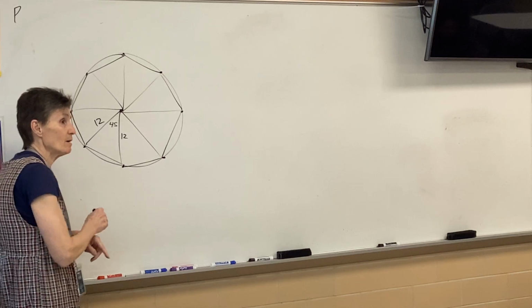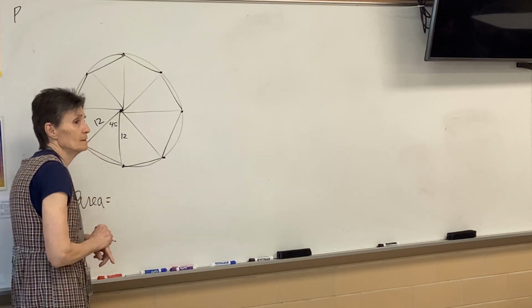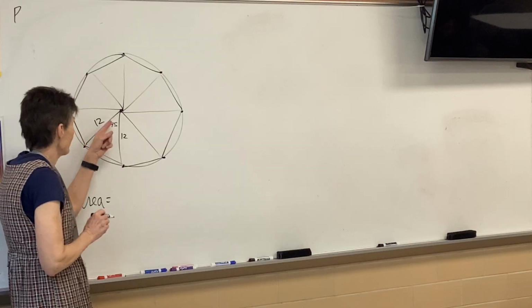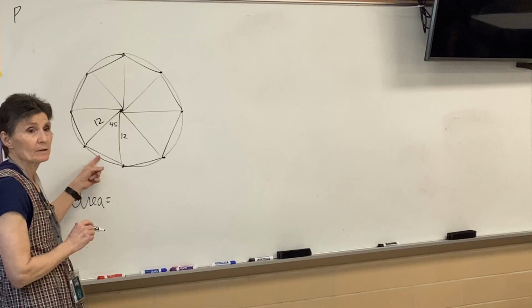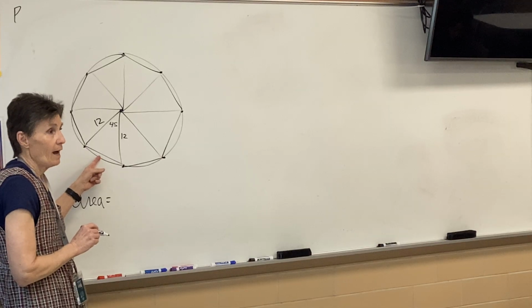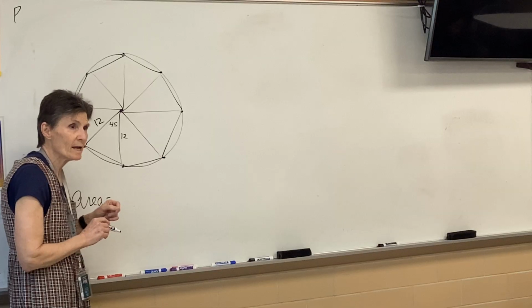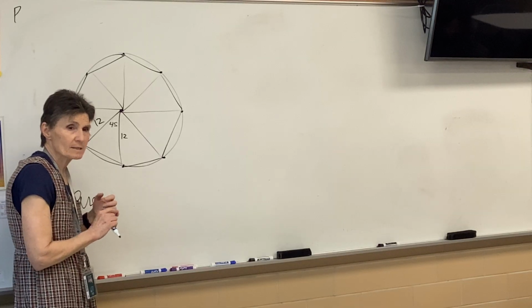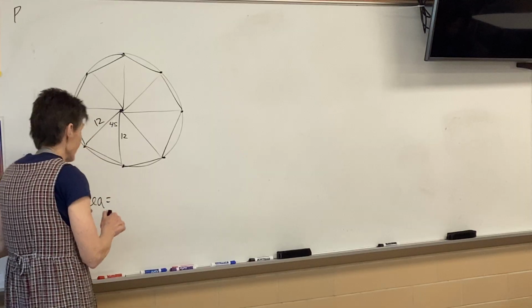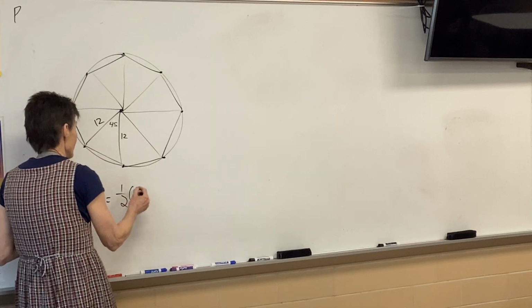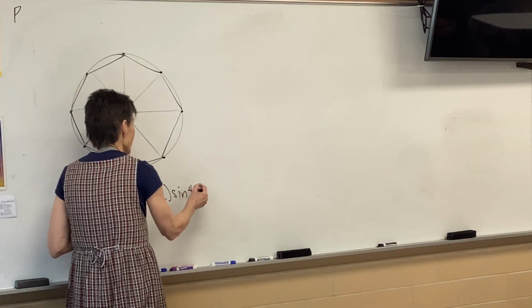Now I'm finding area, right? I have two ways of finding area. Hero's formula isn't going to work because I don't know all the sides. However, what's my other area formula? 1/2 side, side, sine, and I can do that. So 1/2, 12, 12, sine 45.